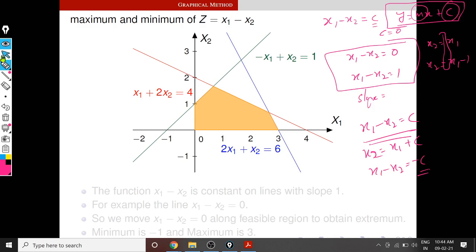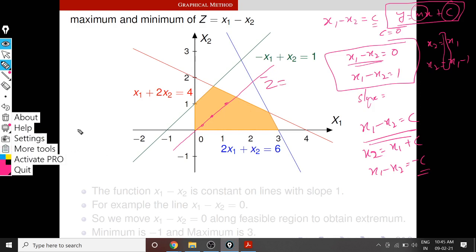You got the idea? That means our idea is, if you consider a straight line with slope 1, for example the straight line x1 minus x2 equal to 0, that is y equal to x. On this straight line, suppose you choose a point here, or another point here, whatever be the point on the straight line, what is the value of the objective function z? It is 0. This is always 0.